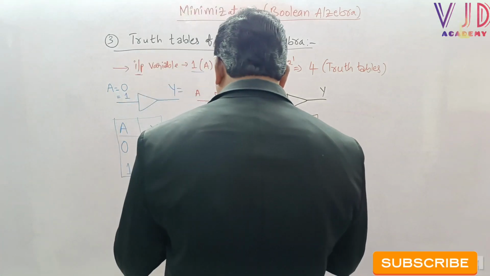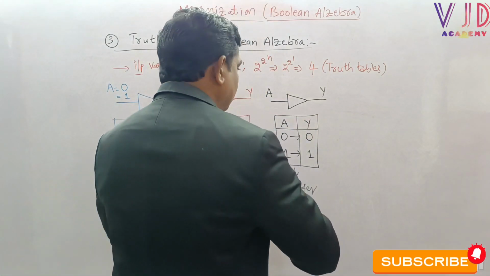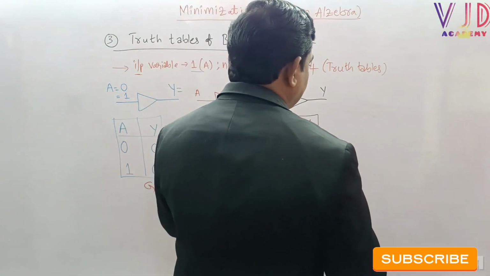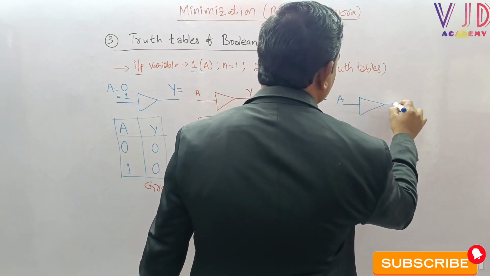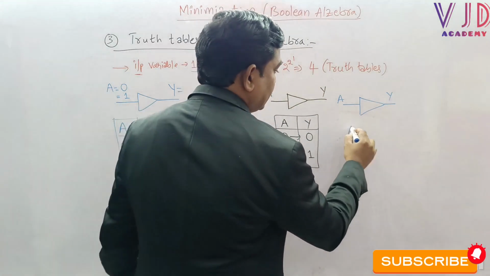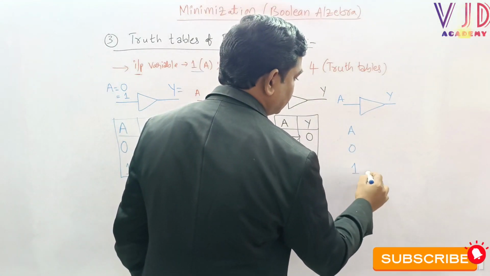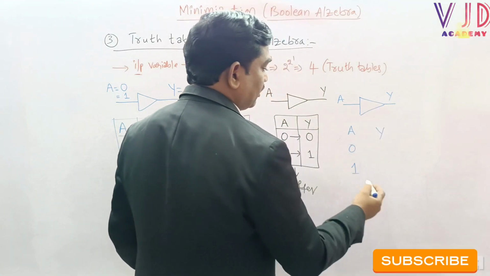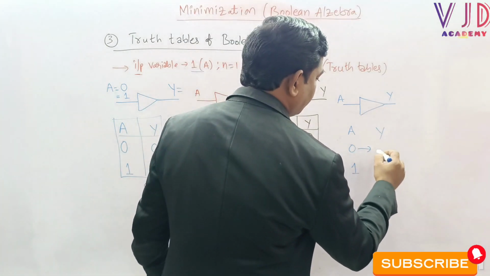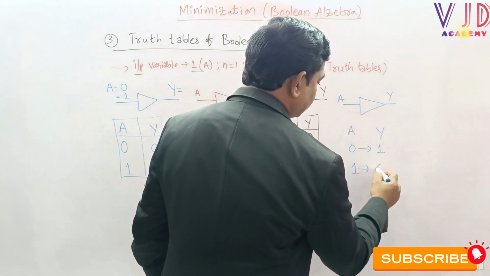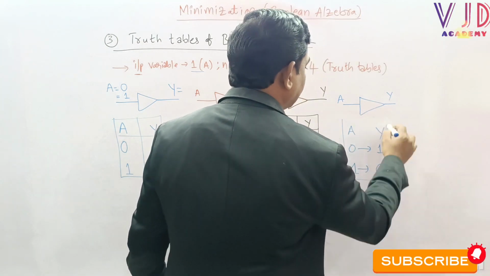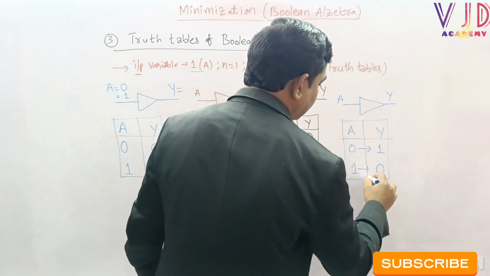And now let us understand the fourth case, sir. Suppose I take A as input and Y as output. Here A equal to 0 and then 1, these are the two possible combinations. When we apply 0, the gate produces 1, and when we apply 1, the gate produces 0, which means the gate is acting as exactly an inverter.